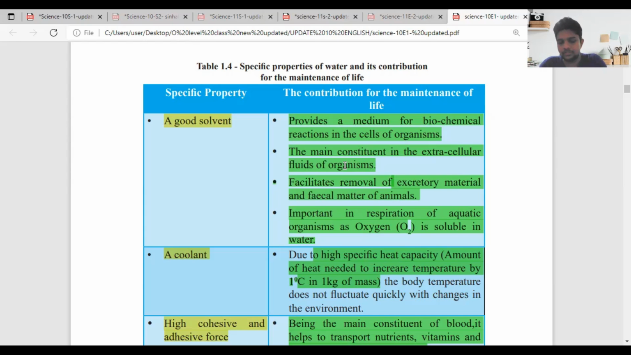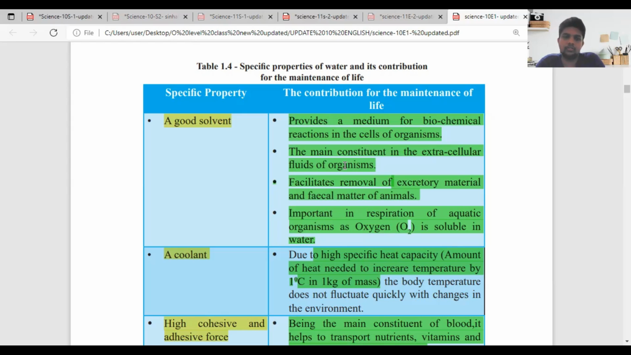Specific property and the contribution. A good solvent. The first property is a good solvent. It provides a medium for biochemical reactions in the cells of organisms. It is the main constituent in the extracellular fluids of organisms. It facilitates removal of excretory material and fecal matter of animals. It is important in respiration of aquatic organisms, as oxygen is soluble in water.